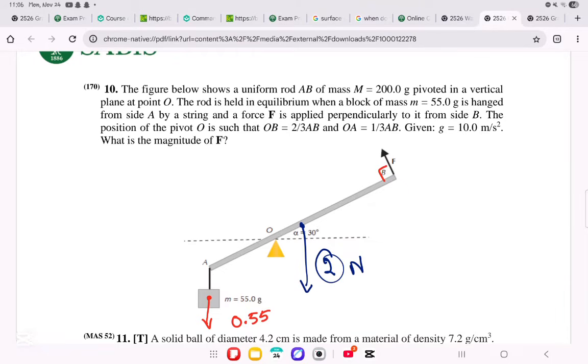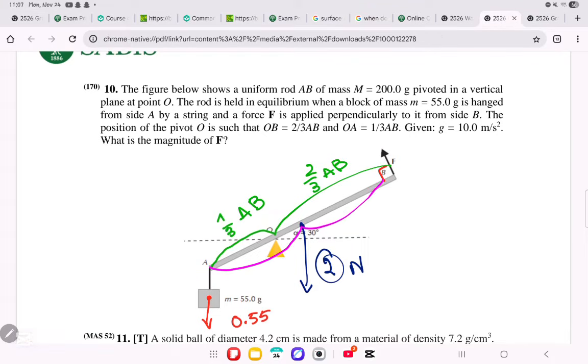The position of the pivot O is such that OB, how much is OB? OB is 2 over 3 of AB, and OA is 1 over 3 of AB. Now, something important you need to know is that the mass, the weight of the rod is always found in the center. What does this mean? This means that this is half of AB, and this is also half of AB.